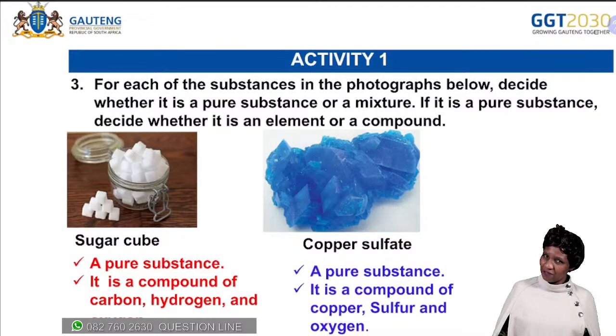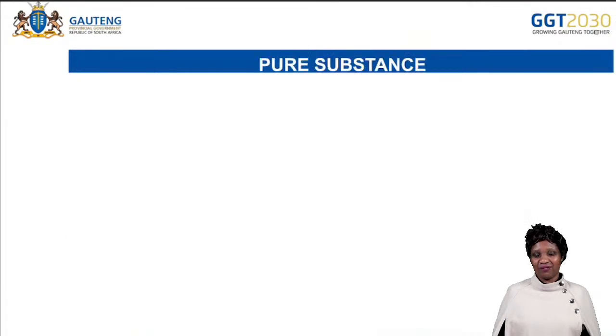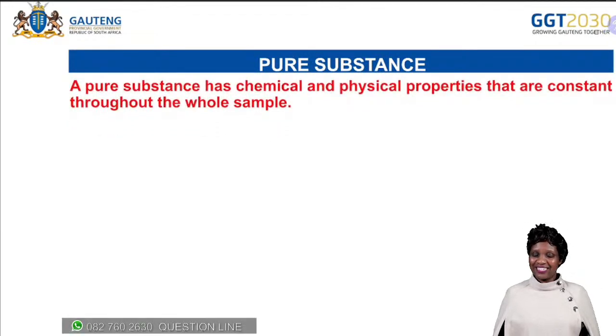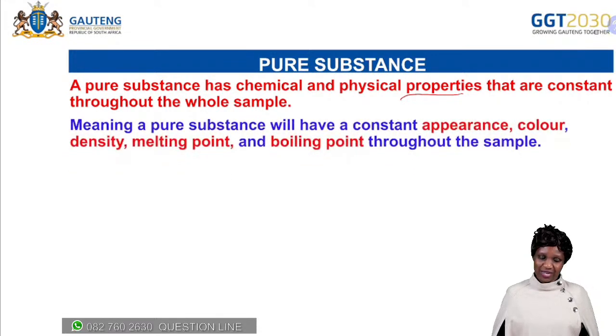What about copper sulfate? It is a pure substance. It is a compound of what? Copper, sulfur, and oxygen. Right. Let's move on. A pure substance has chemical and physical properties that are constant throughout the whole sample. These are constant. And then meaning a pure substance will have a constant what? Appearance, color, density, melting point, and boiling point throughout the whole sample.